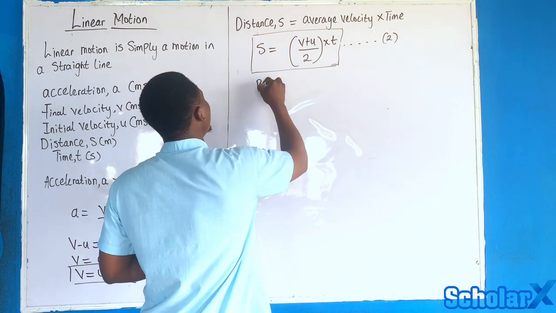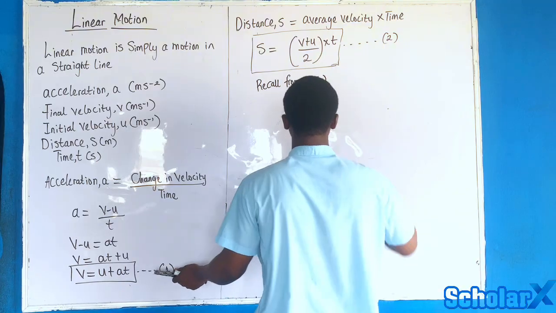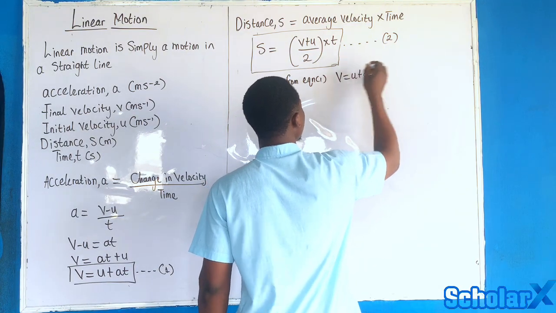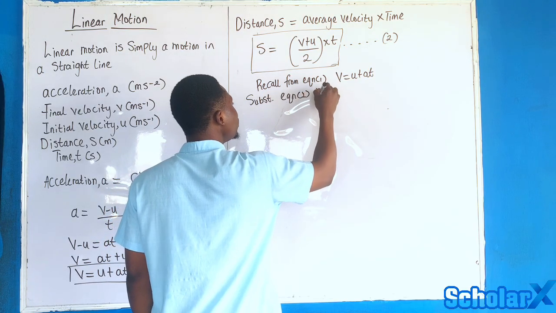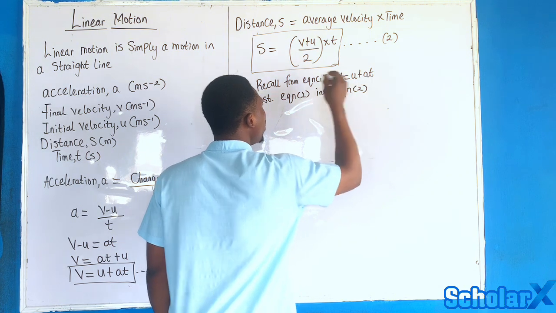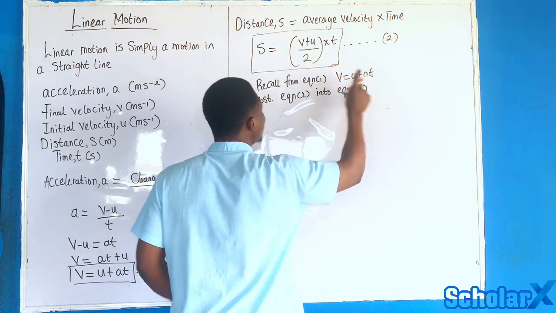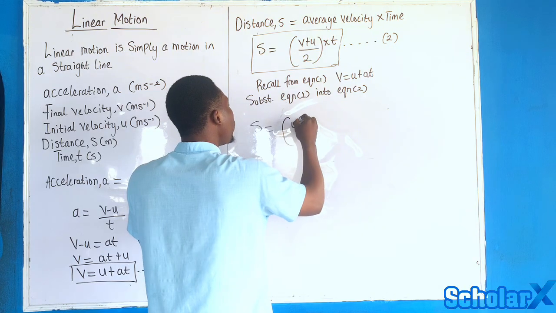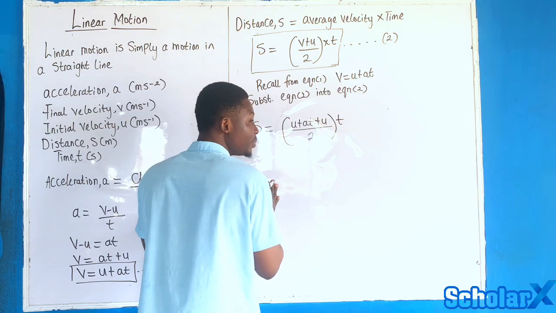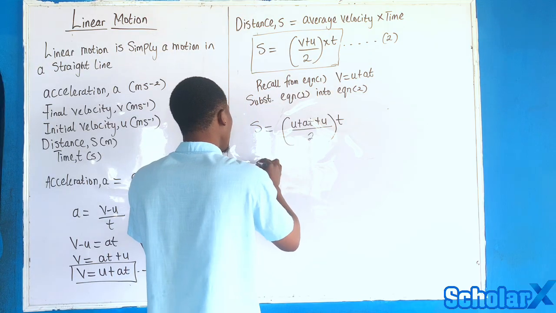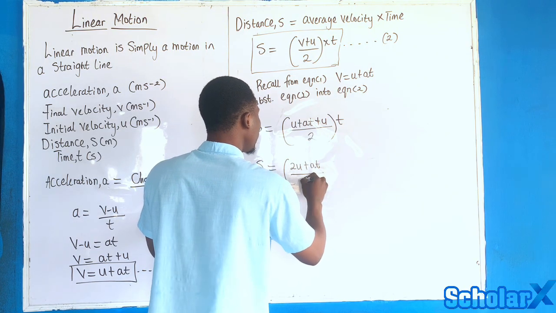Now, we're going to recall from equation 1 that V is equal to U plus AT. We're going to substitute equation 1 into equation 2. Meaning, we're going to substitute V is equal to U plus AT into equation 2. Anywhere we see V, we substitute it with U plus AT. So it becomes S is equal to U plus AT plus U, divided by 2, multiplied by time. Now, let's go on. So it becomes S is equal to, of course, U plus U gives us 2U plus AT over 2 multiplied by time.